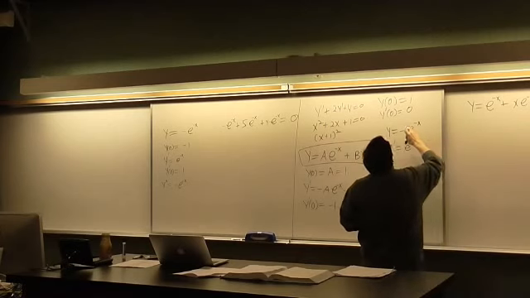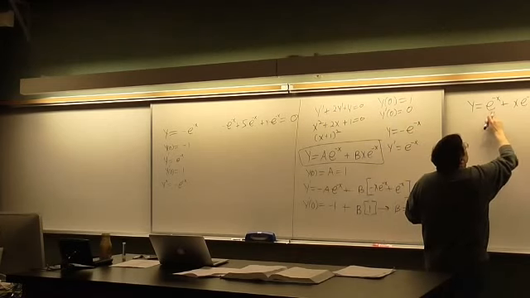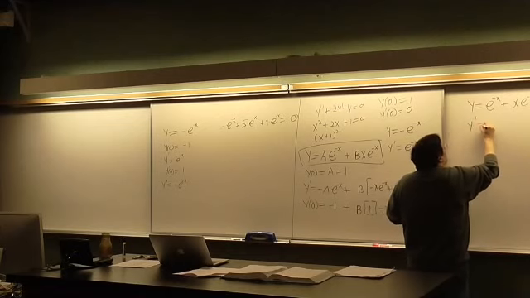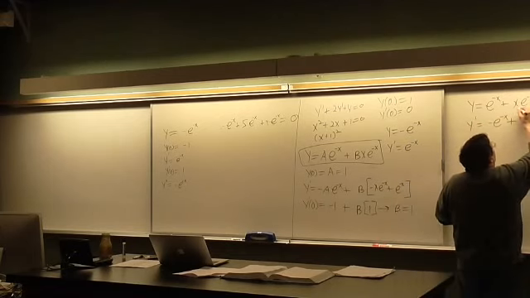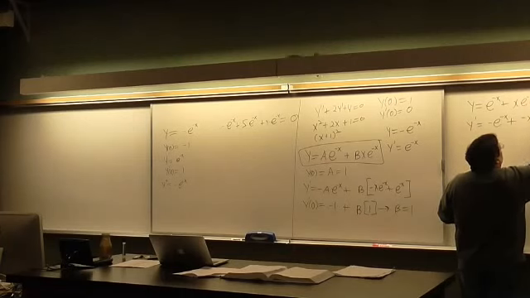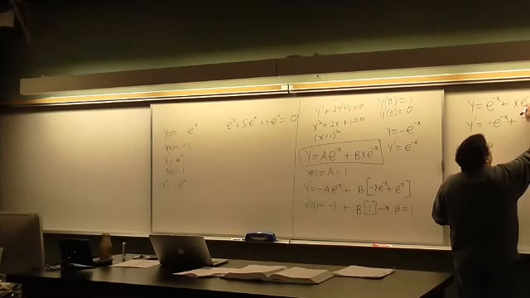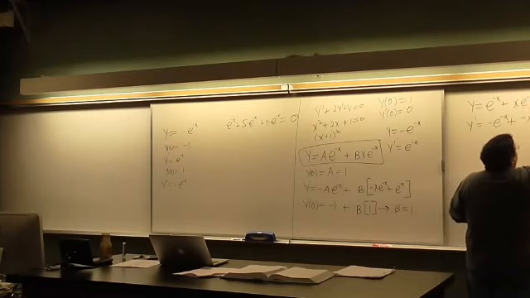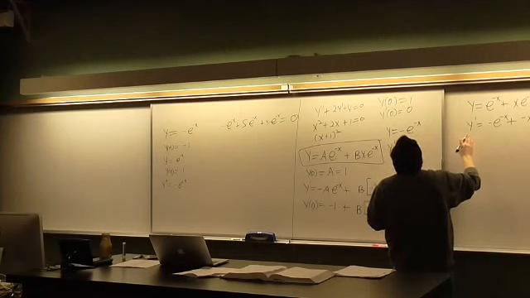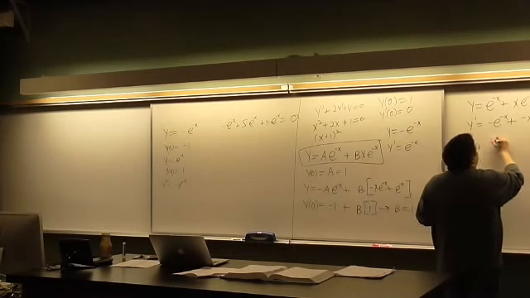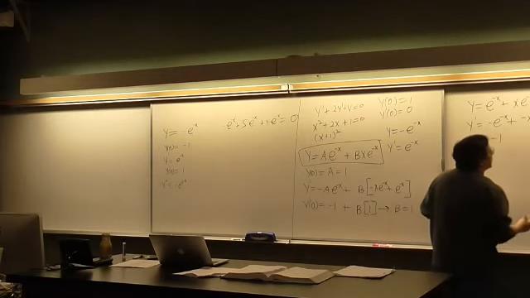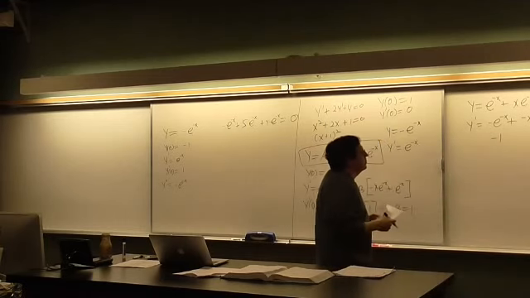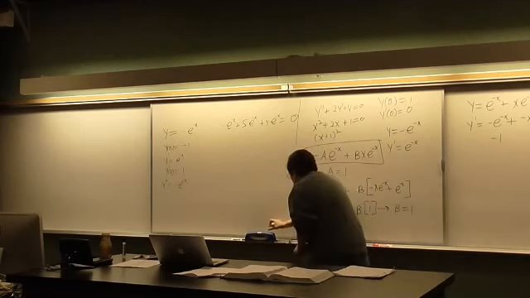So let's see. At 0, this is 1. The derivative is minus e to the minus x plus x times the derivative of that, which is negative x e to the minus x, plus e to the minus x. So at 0, this becomes minus 1, this becomes 0, this becomes plus 1. So this becomes 0. So the initial conditions are right.